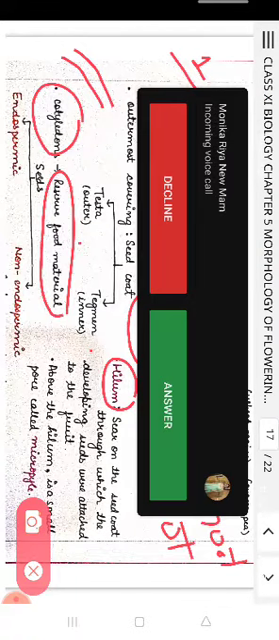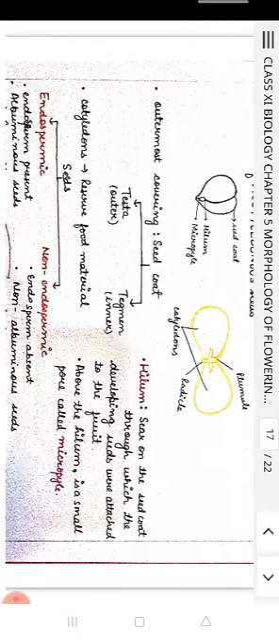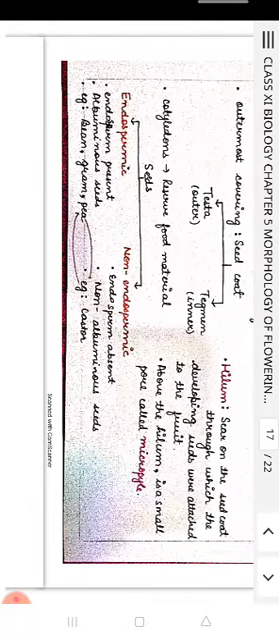If reserve food material is present, then it is an endospermic seed. Endospermic seeds have endosperm present, they are albuminous seeds, for example bean and gram. In non-endospermic seeds, endosperm is absent, they are non-albuminous seeds, for example carrot.